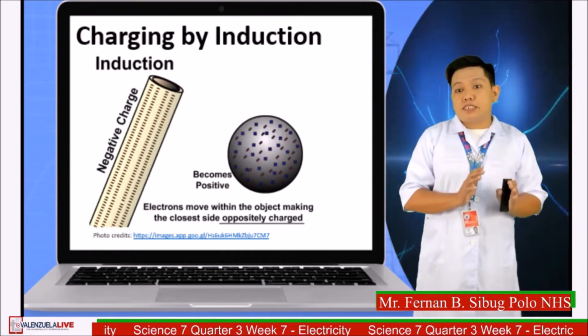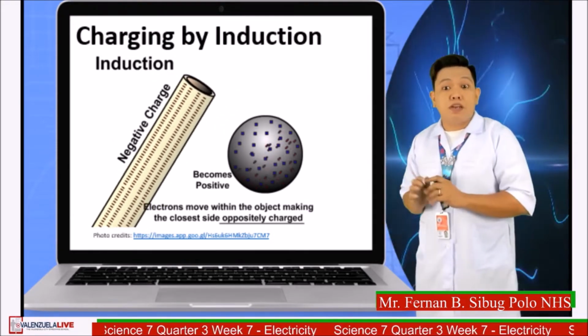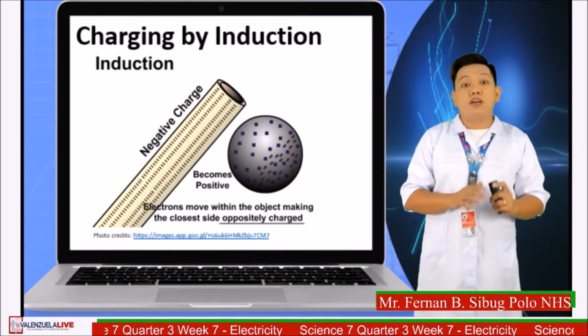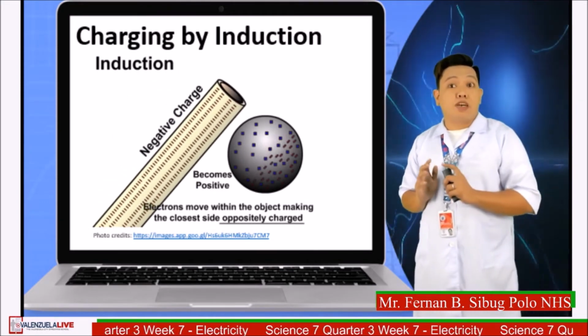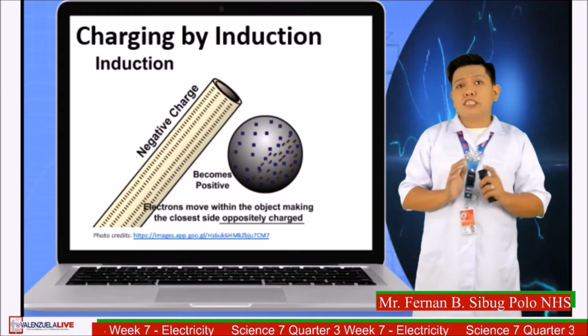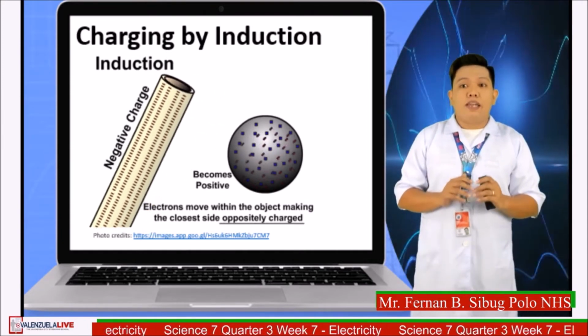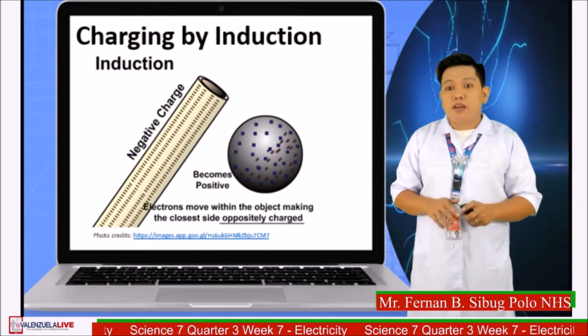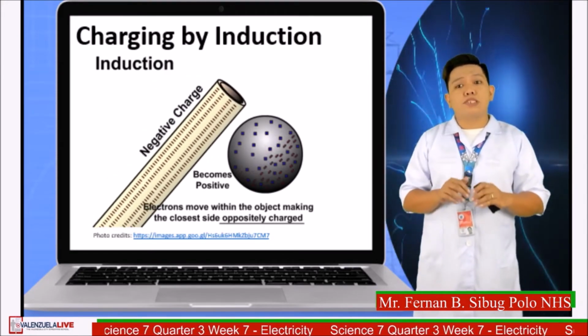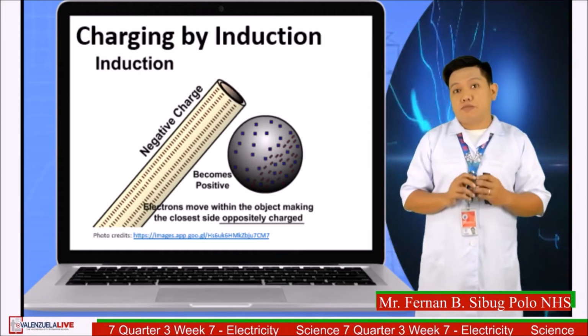When the rod is near the metal sphere, the electrons of the sphere move away from the negatively charged rod. This happens because it follows the electrostatic law. Like charges repel. Therefore, electrons move away from the negatively charged rod.